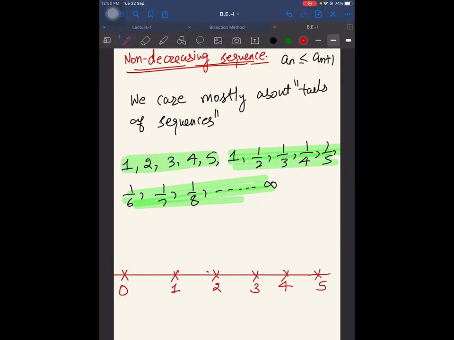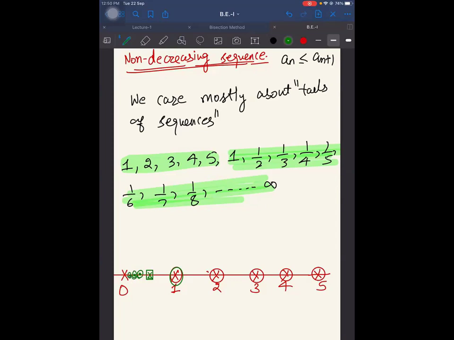Now your first term is what? 1. Then 2, then 3, then 4, then 5. Then again 1, right? Then we start like 1, and then we have what? 1 by 2, half, and then 1 by 3, 1 by 4, 1 by 5.